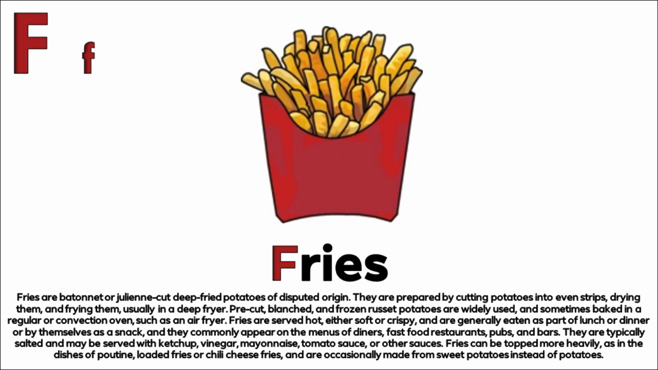F. Fries. Fries are bâtonnets or juleps and cut deep-fried potatoes of disputed origin. They are prepared by cutting potatoes into even strips, drying them, and frying them, usually in a deep fryer. Pre-cut, blanched, and frozen russet potatoes are widely used, and sometimes baked in a regular or convection oven, such as an air fryer.